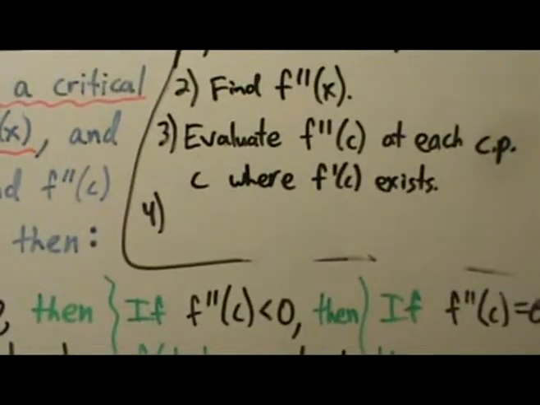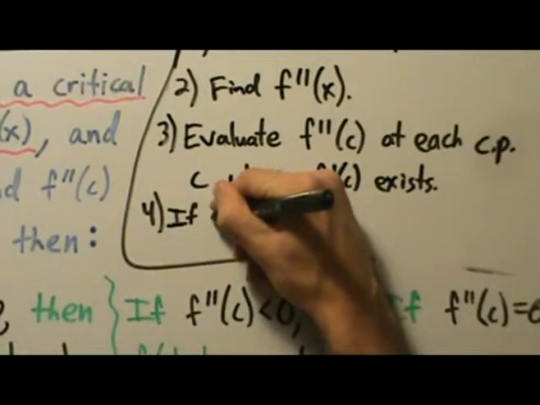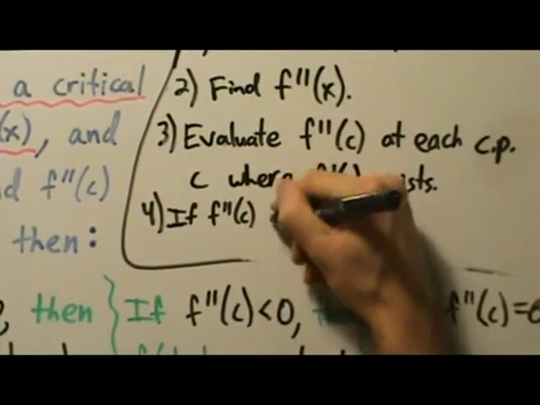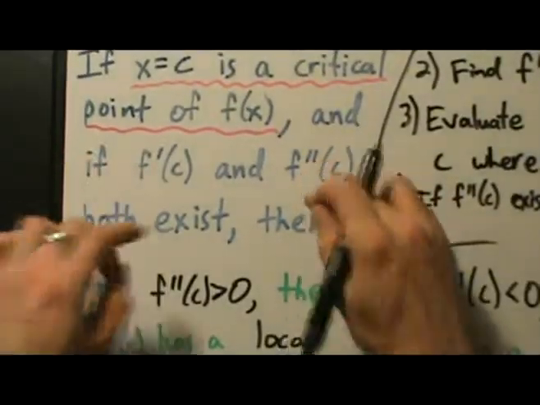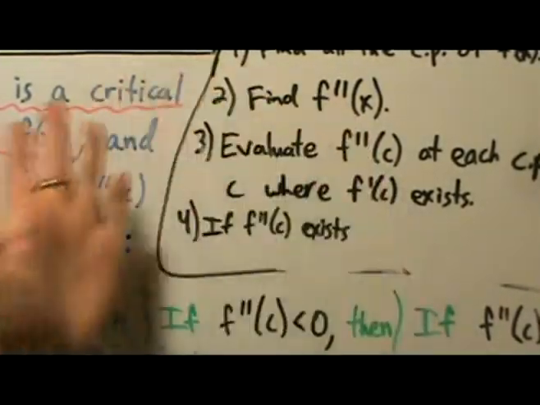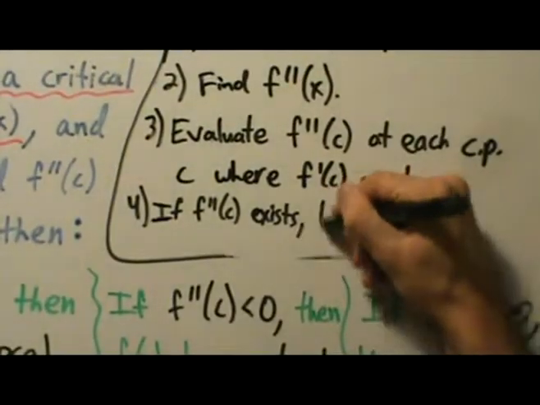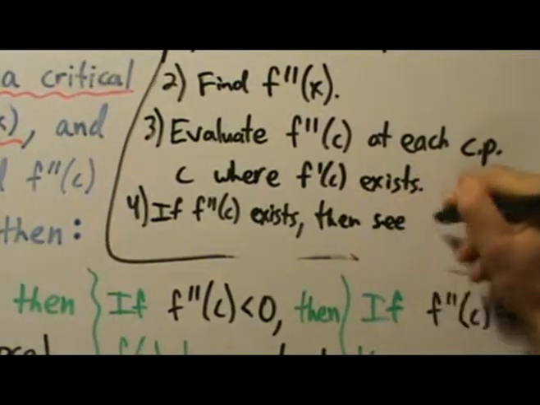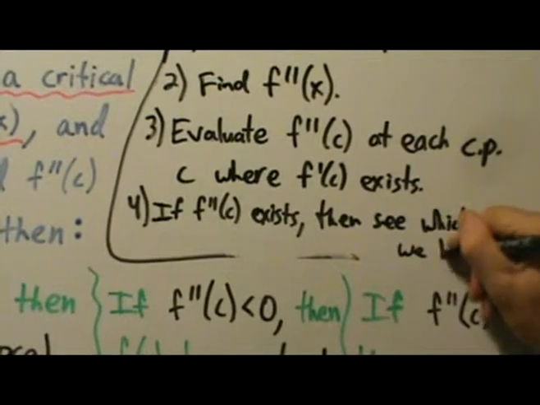And then step 4, if f double prime of c exists. Okay, because that's also a restriction, right? F double prime of c must also exist. So it might be the case that the first derivative exists, but the second derivative doesn't. You could have a weird function where that happens. It probably won't happen too often, but just know that it could happen. But if the second derivative also exists, then go to these cases here and see which case we have.